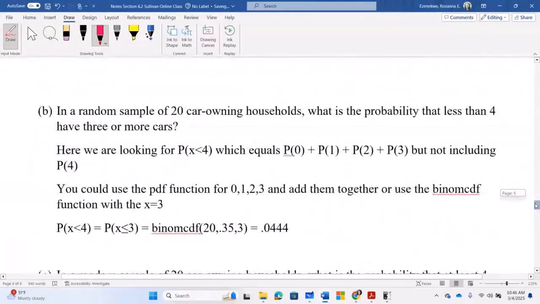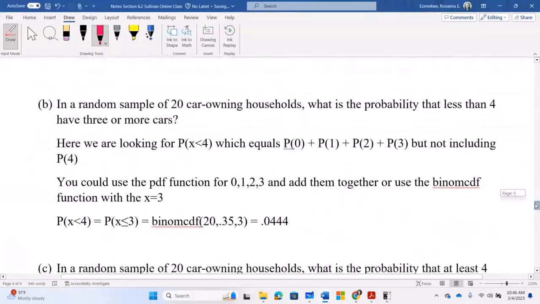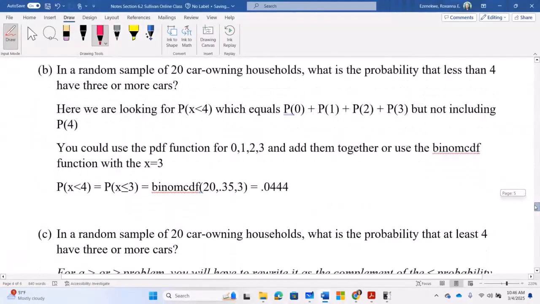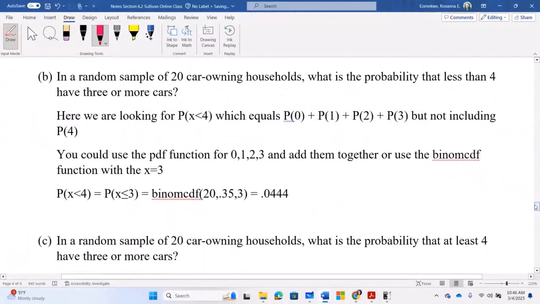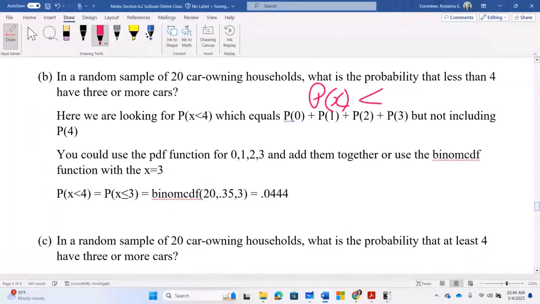All right. In a random sample of 20 cars, what is the probability that less than? So this one is less than, and less than means cumulative. So we are told to find the probability that x is less than 4 this time. It actually means we are told to calculate.